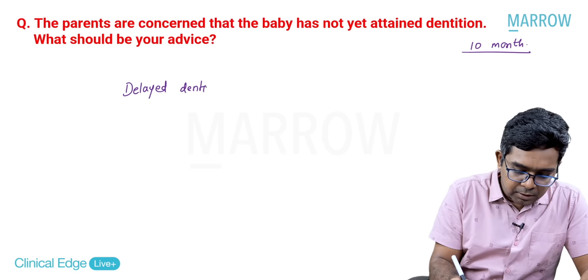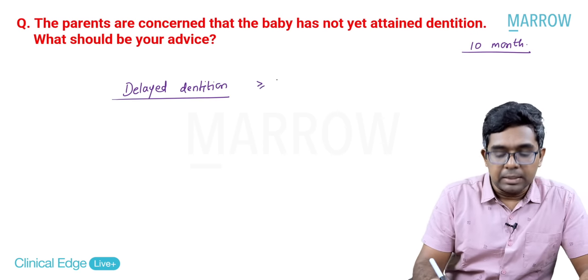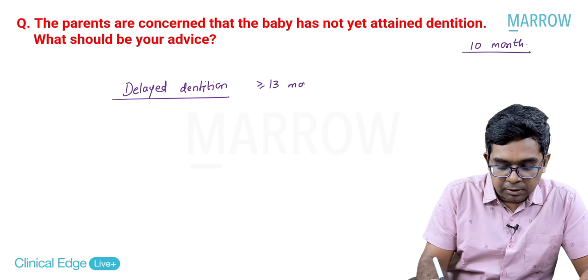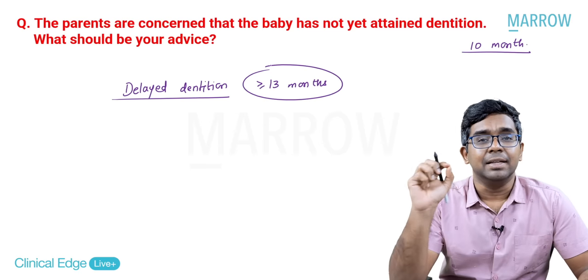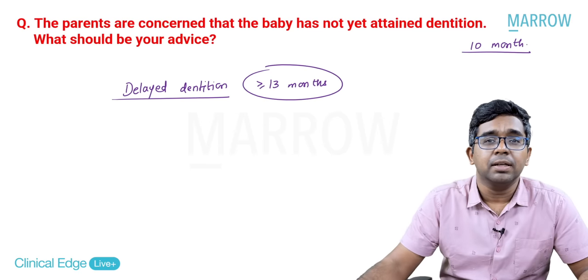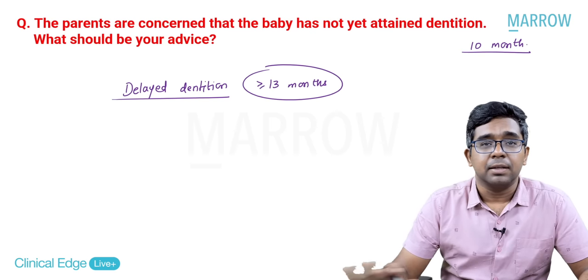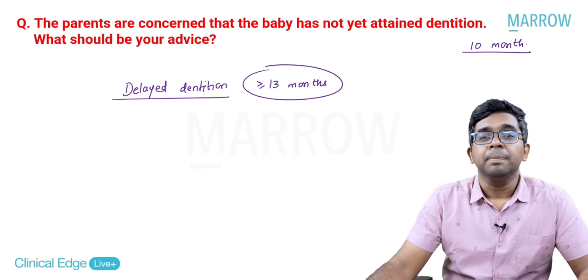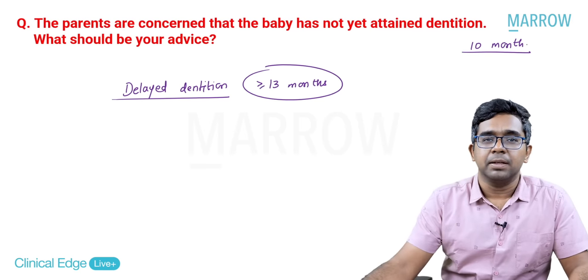the term delayed dentition refers to a condition wherein even after 13 months also child has not attained a teeth, then it is called delayed dentition. Now you look at the age of the child. Child is only 12 months. So what will I tell the parents? It is nothing of a concern. You have to wait for few more months before the child starts developing a teeth.